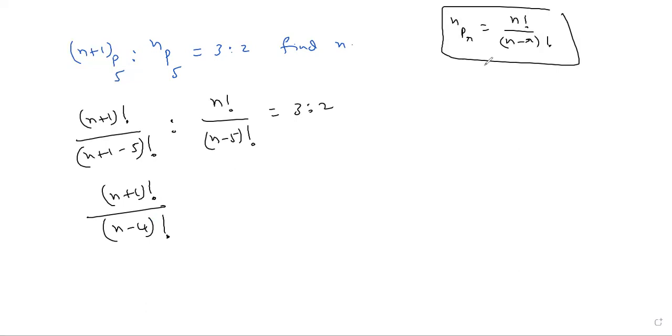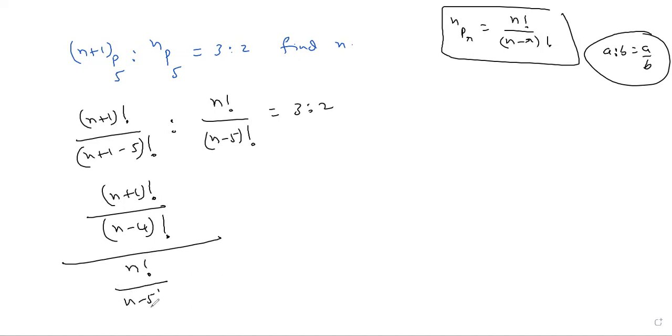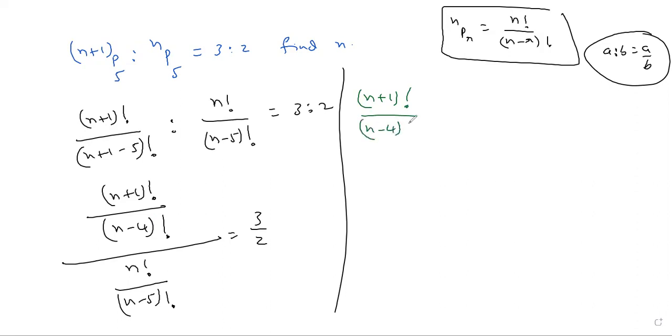Okay, this is a ratio. As you know, A is to B is nothing but A by B. You can write A is to B as A by B. Therefore, the first divided by this: N plus 1 factorial by N minus 4 factorial, divided by N factorial by N minus 5 factorial, is equal to 3 by 2. First step, very simple, we are just using the NPR formula. Next part, N plus 1 factorial by N minus 4 factorial into N factorial by N minus 5 factorial.